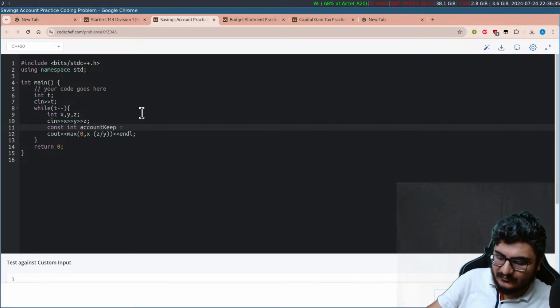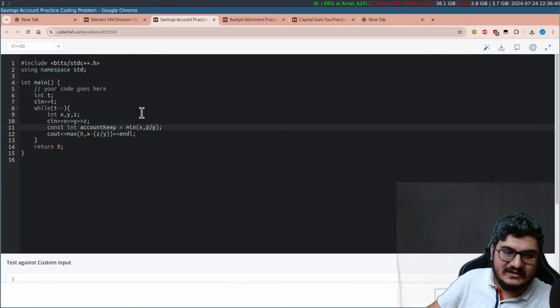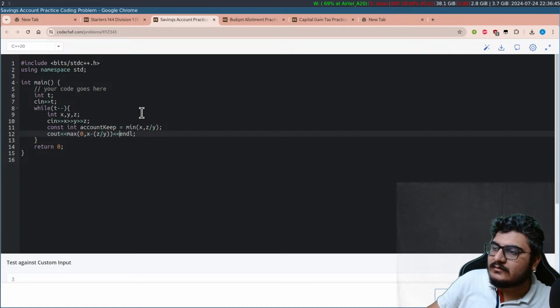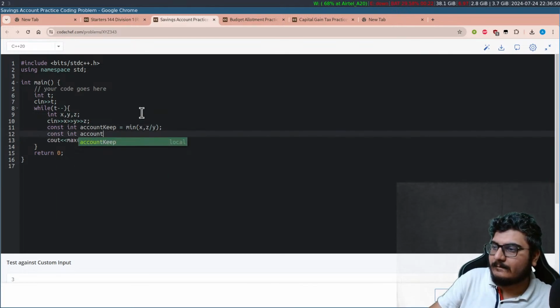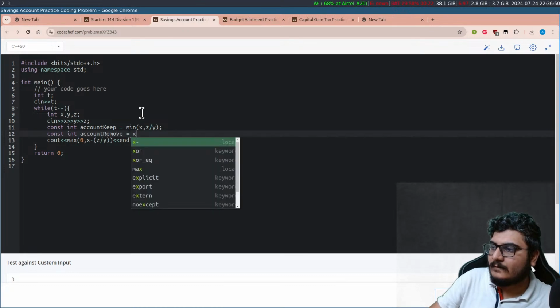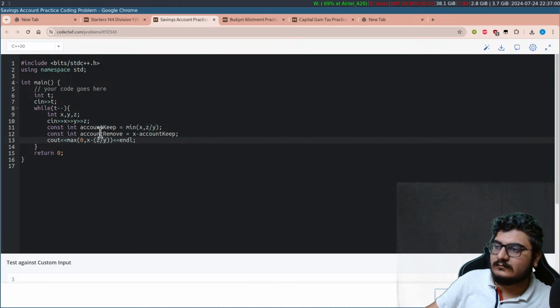The total accounts we can keep would be the minimum of X, the number of accounts we have, and Z by Y, the limit because each account has Y amount. So finally what we need is X minus the count we can keep. And essentially this would be the solution for this problem.